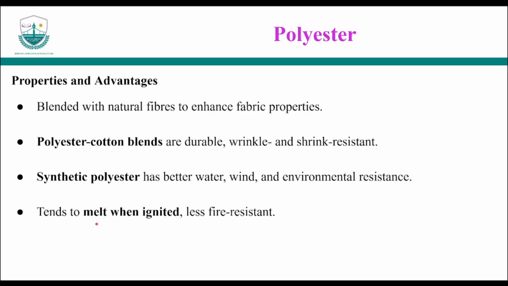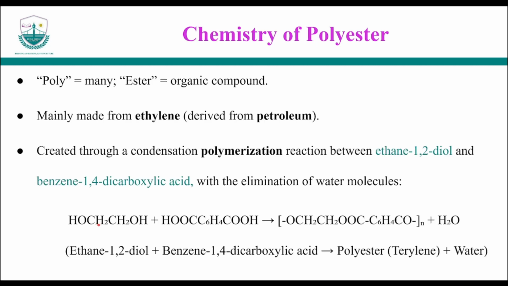Polyester also is easily melted when ignited. So that means that if you have, for example, curtains that are made up of mainly, let us say, polyester, if they catch fire, the fire can spread faster compared to if the curtains are made up of cotton. So that's the whole point there.